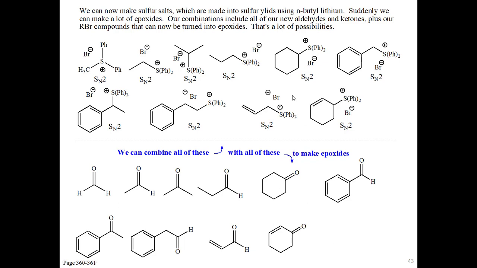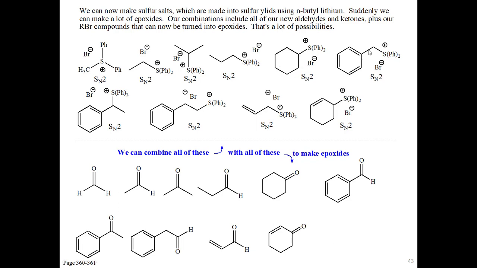I showed some of them, not all of them, but I showed a lot of the possible sulfur salts that we can make. Now if you look at this, here's the 2 phenyl groups, and here is the carbon group that we joined up. I just condensed the two phenyl groups down so that it would be easier to look at this. Here's the carbon group. So this is the 2-carbon one. This is the 3-carbon in the middle. This is the 3-carbon on the end. This is the cyclohexyl one.